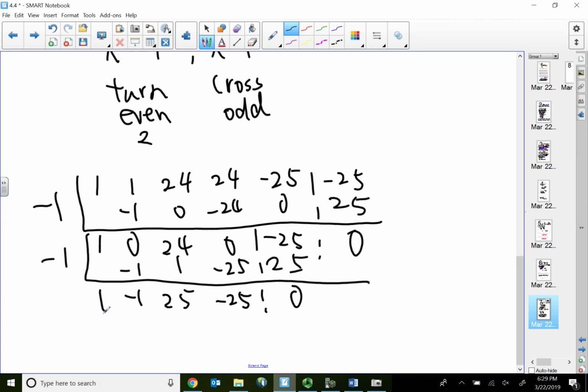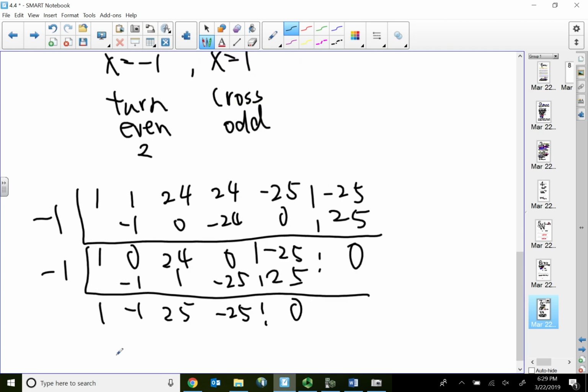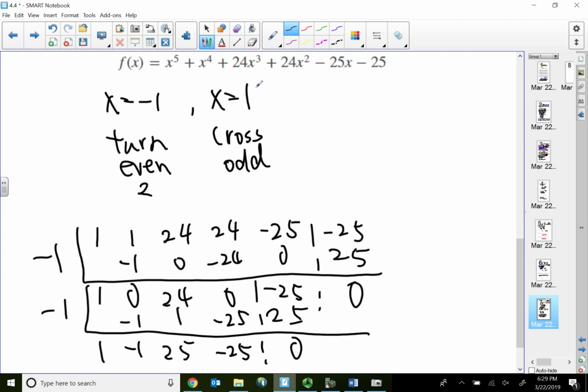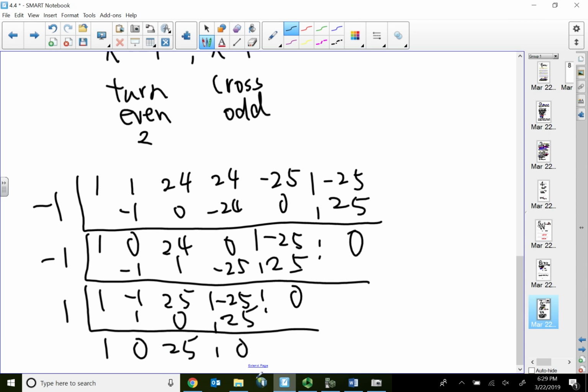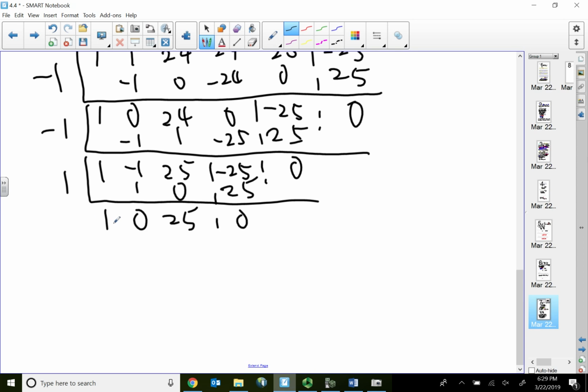So this is now 1x to the 3rd power. Now I used up the 2 negative 1s I'm assuming for the multiplicity, so I'm going to just use the 1 one time. Then I get my quadratic. 1 times 1 is 1, add them up, 0. That's 25, 1 times 25 is 25, add them up, 0. Voila. So now this is 1x squared plus 0x plus 25 equal to 0.